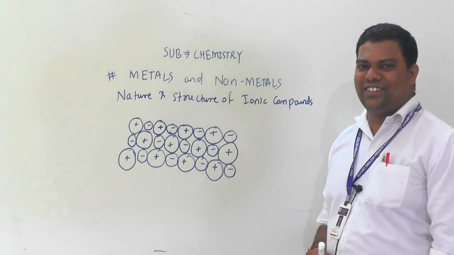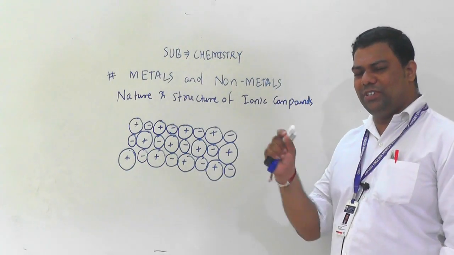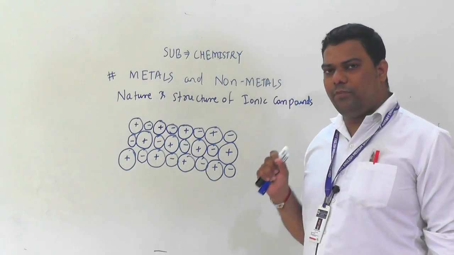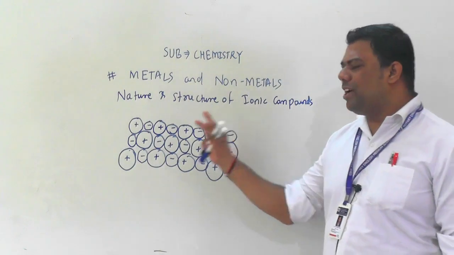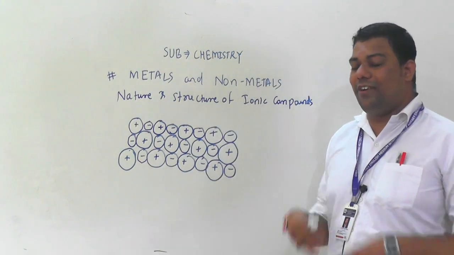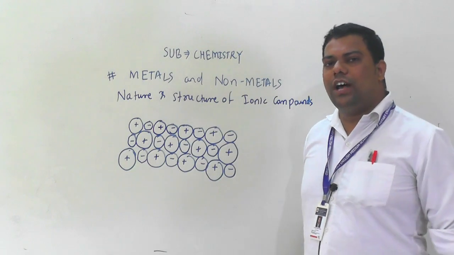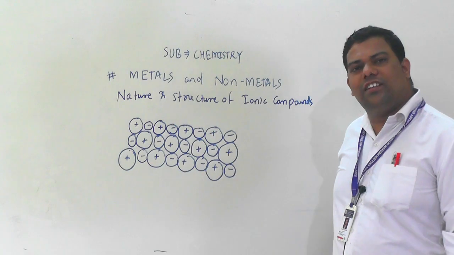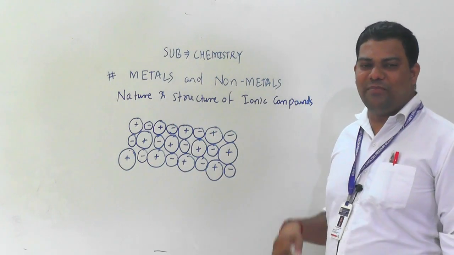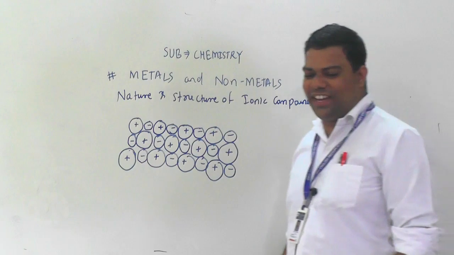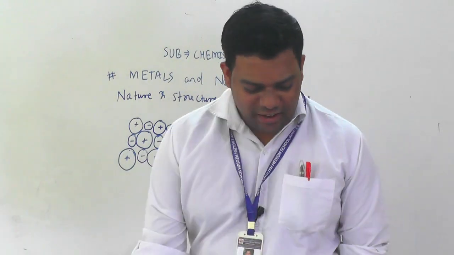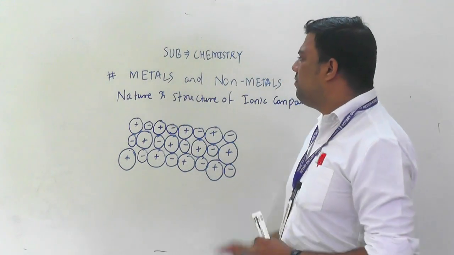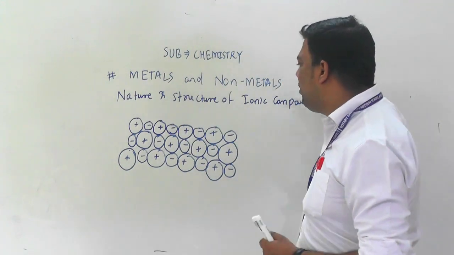Basically, ionic compounds exist as neutral molecules. The point to be noted here is that the plus and minus charges cancel out each other, and the whole ionic compound is a neutral molecule. But ions are present in ionic compounds. Now we will discuss the most important part of the nature and structure of ionic compounds.